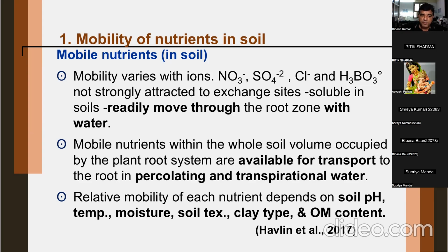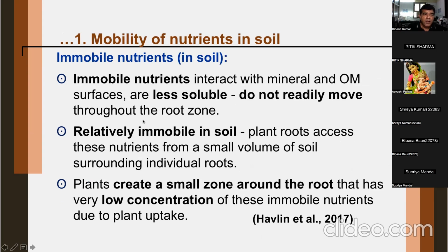Temperature also affects mobility, as do moisture, soil texture, clay type, and organic matter content. We will discuss how they affect the relative mobility. Here, mobility means movement of nutrients or ions in the soil. Now let us see what is meant by immobile nutrients in soil.